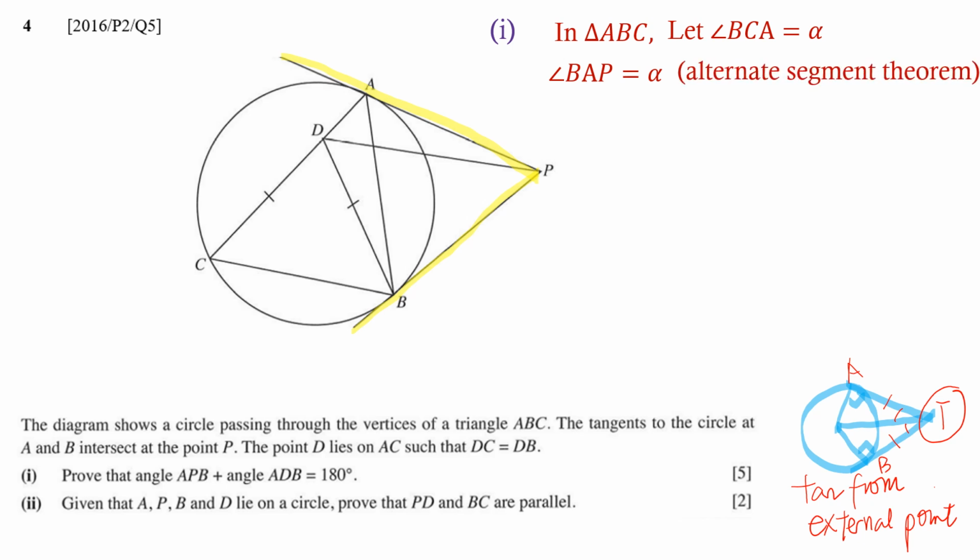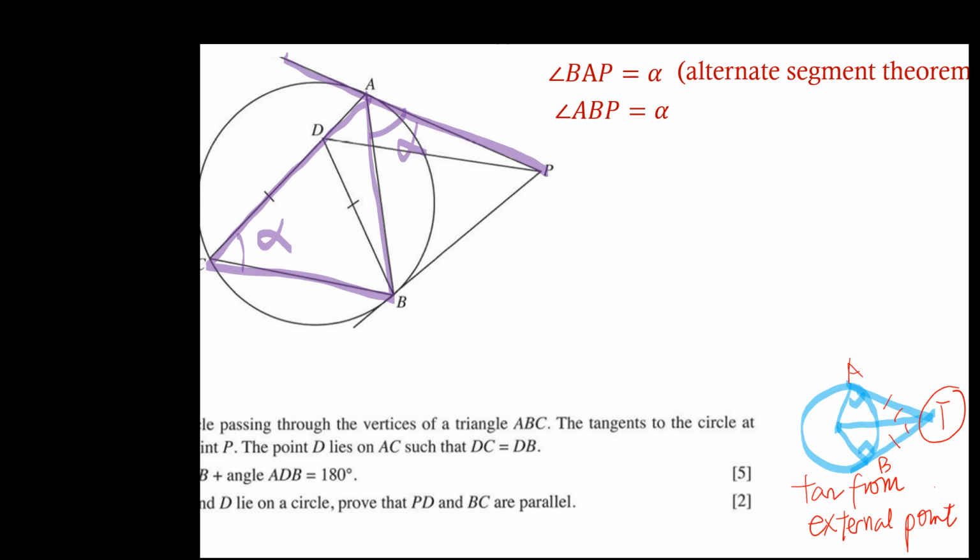Okay, let me show you the triangle. So we are using this tangent line, this triangle. So my angle BCA is alpha. So here will be alpha also. Alright, and we're going to let angle ABP also be alpha. Why is ABP also alpha?